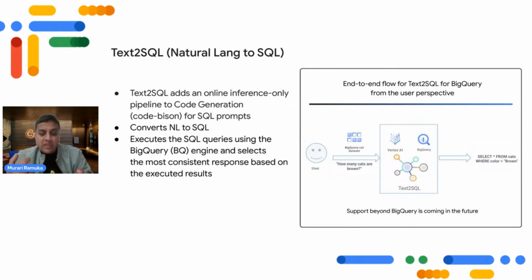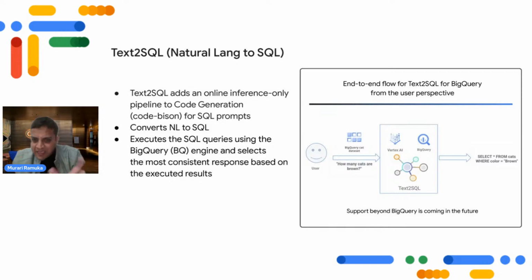With the help of a normal text prompt, the query can be generated, and that query can be used on the BigQuery engine. This is something we are coming up with, and it's in private preview, but you could have text to SQL primarily from the BigQuery perspective, where the user can give a simple text prompt and the query will be created, which can be executed on BigQuery. And support beyond BigQuery is also coming.